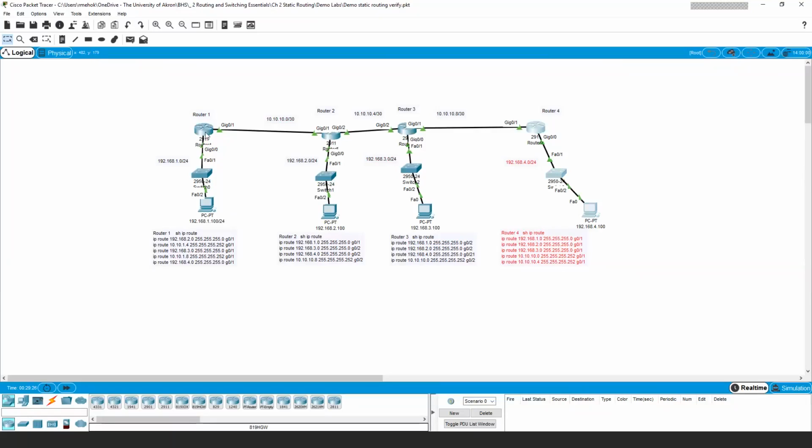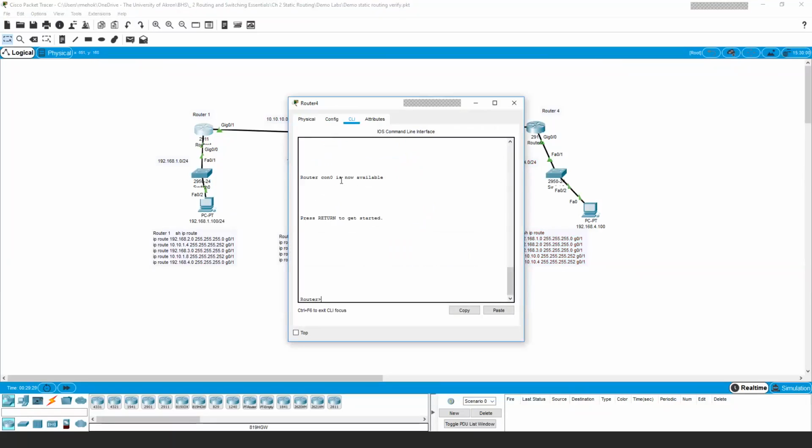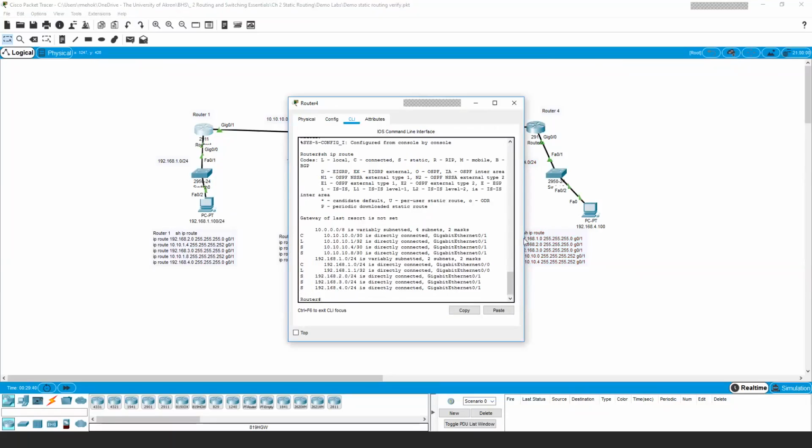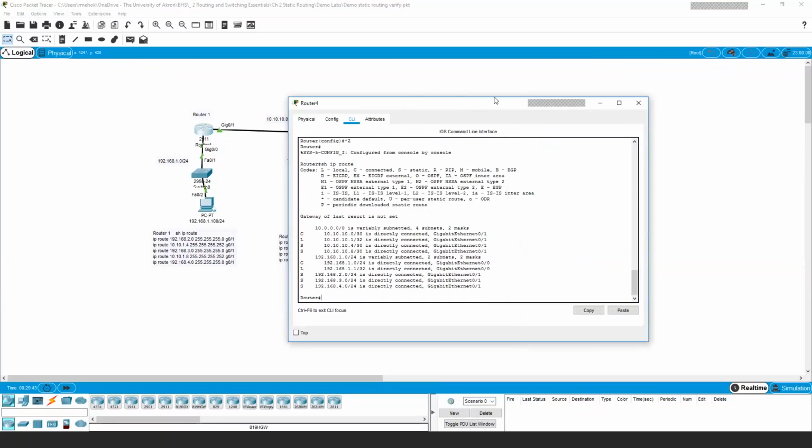So let's verify those routes are in. Enable, config t, show ip route. So we have 7 networks, so we should see 7 total networks in our routing table.